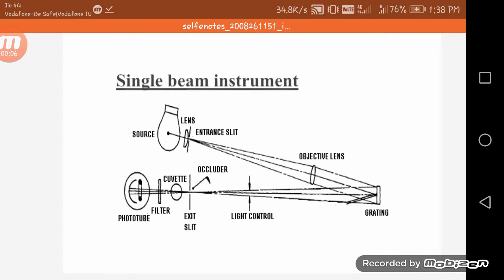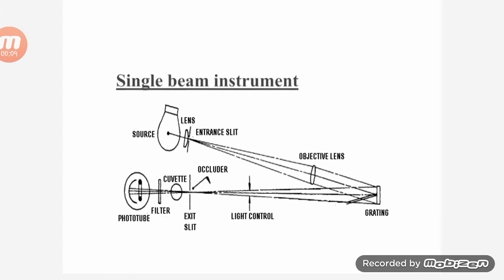Namaste, this is the class of analysis and today we will study the detail of single beam instrumentation and double beam instrumentation. In single beam instrumentation, the source, lens and entrance slit are here. You can see the light from the source is passed through the lens and enters the entrance slit, where it is dispersed and falls on the objective lens.